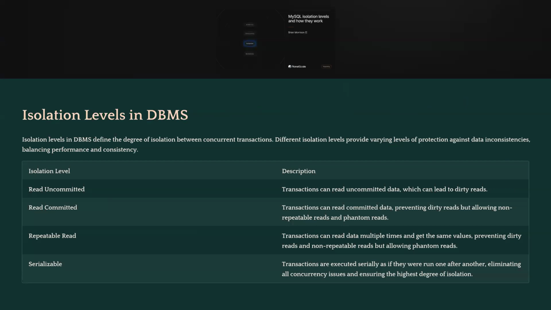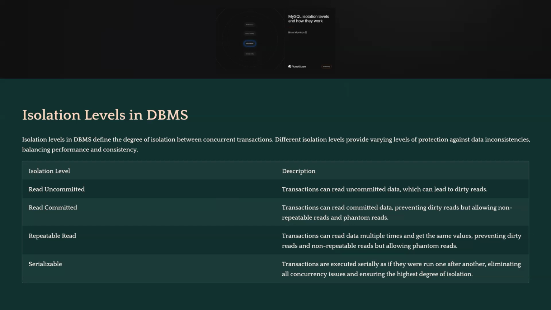So next is isolation level in the DBMS. There would be many isolation levels defined. There is a degree of isolation between the concurrent transactions. Different isolation levels provide various levels of protection against data inconsistency, balancing performance and consistency. So there may be more isolation levels, but there are basically 4 main isolation levels.